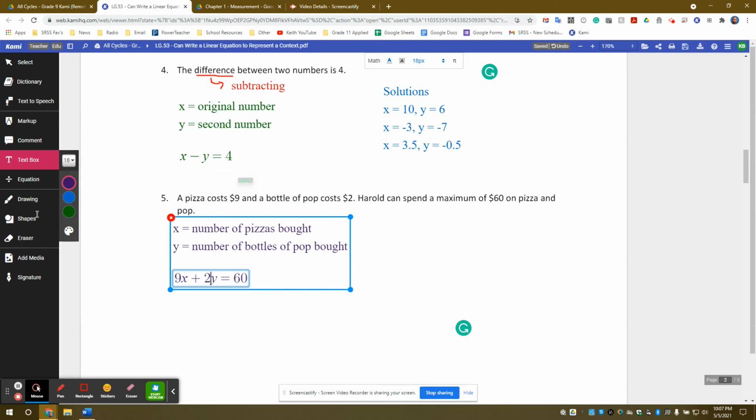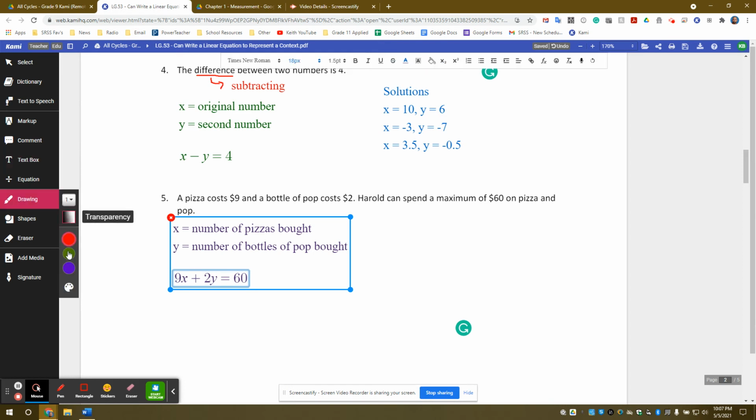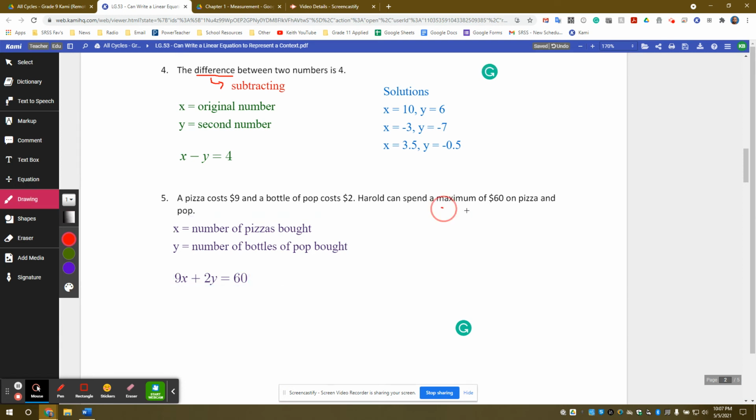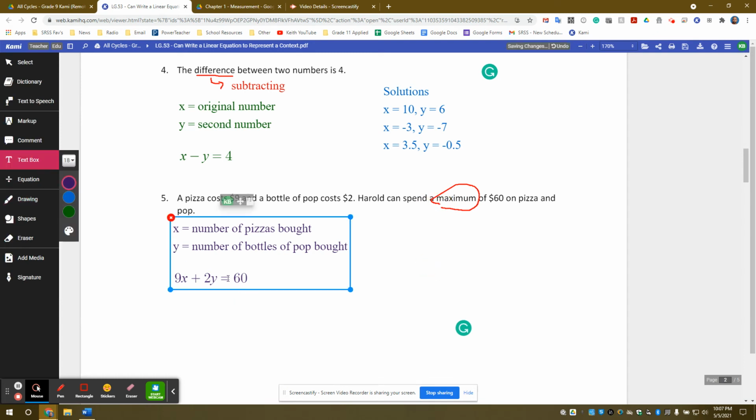Oh, wait a minute. Look at this here. Let's take a look. We have a key word in our solution here. It says a maximum. It doesn't say a total of, it says a maximum. So he could actually spend less than $60. But 60 is his max. So what we're going to be doing is changing this. There we go. Not sure why that disappeared.